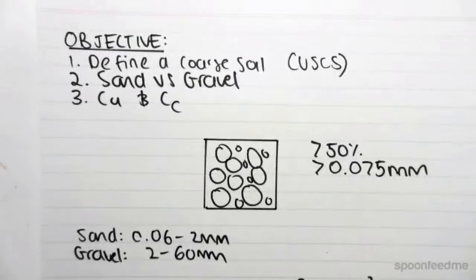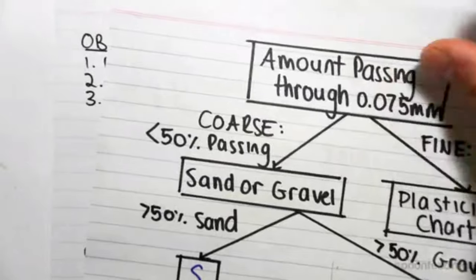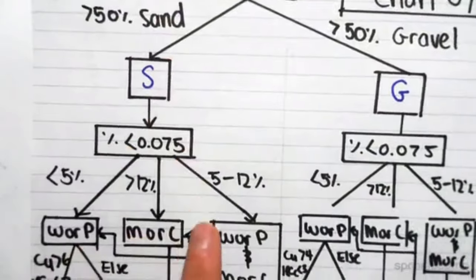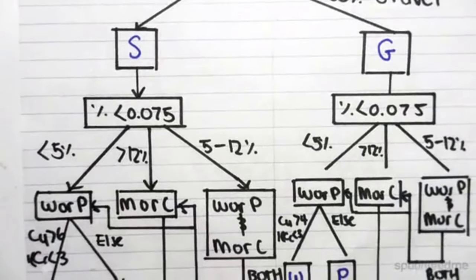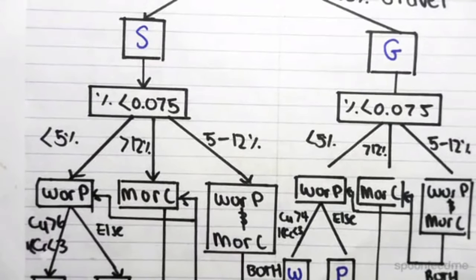Anyway guys, in the next couple of videos we're going to do a few examples going through the flowchart for a coarse grained soil. It looks confusing, but it's really not hard if you just watch the next couple of videos.